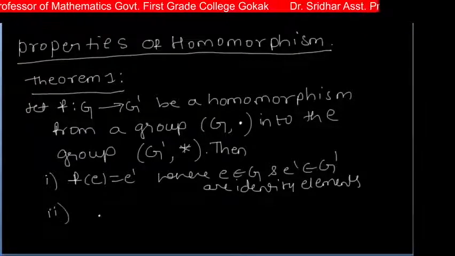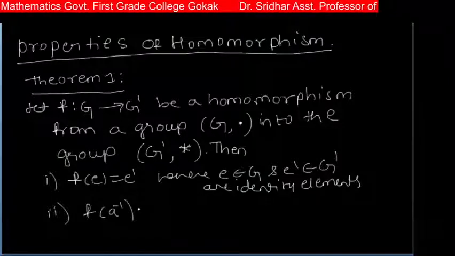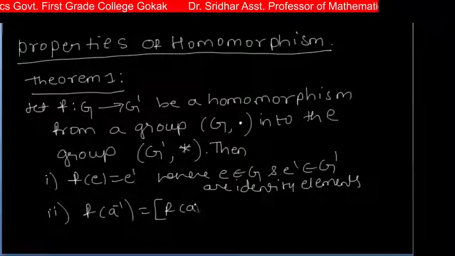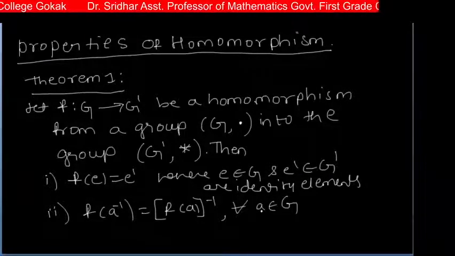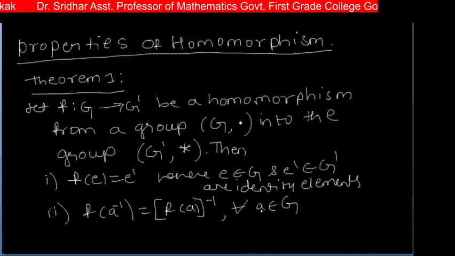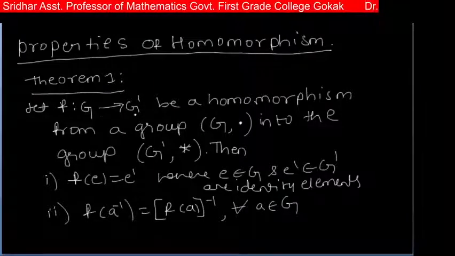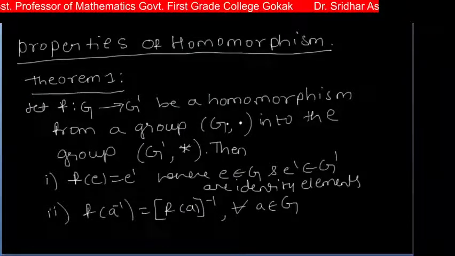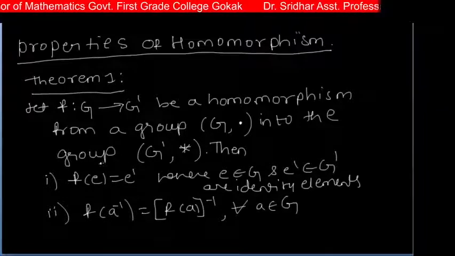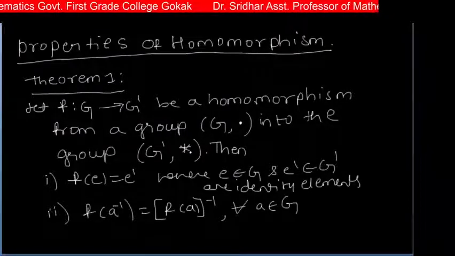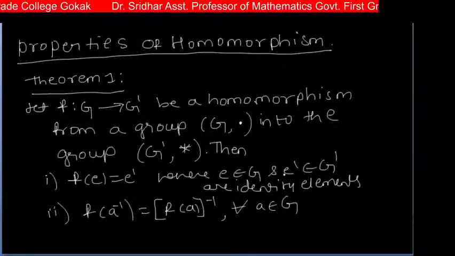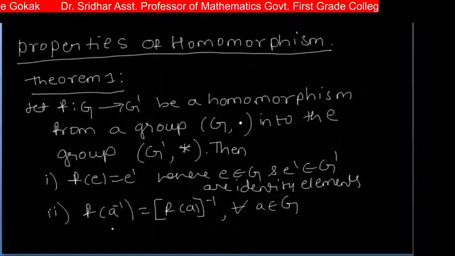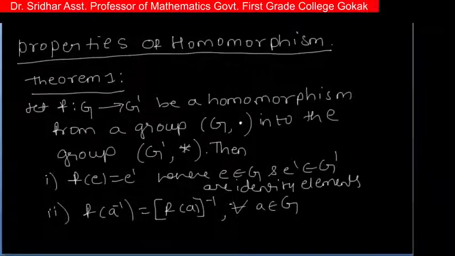Second one, f of a inverse is equal to f of a whole inverse for all a belongs to G. So this is theorem 1. It states that f from G to G dash is a homomorphism from a group G with binary operation dot multiplication into a group G dash, whose binary operation is star, then f of e is equal to e dash, where e is the identity element of G and e dash is the identity element of G dash. Second one is f of a inverse is equal to f of a whole inverse for all a belongs to G. So this is the theorem.